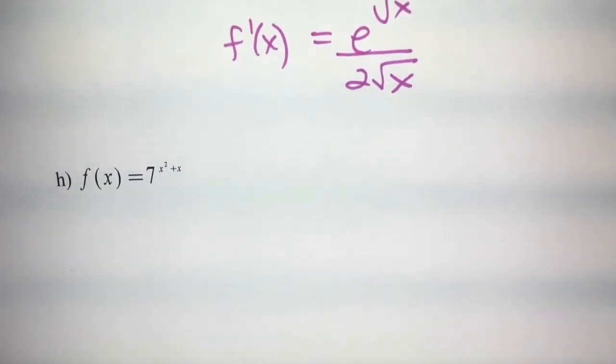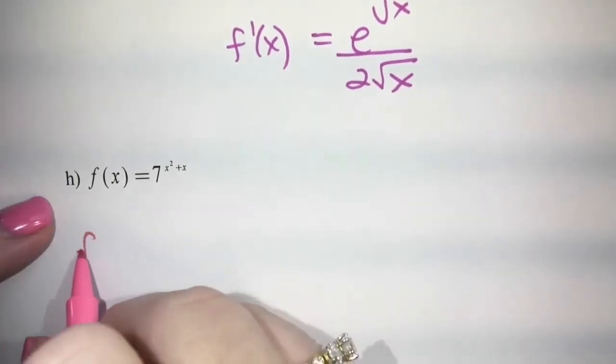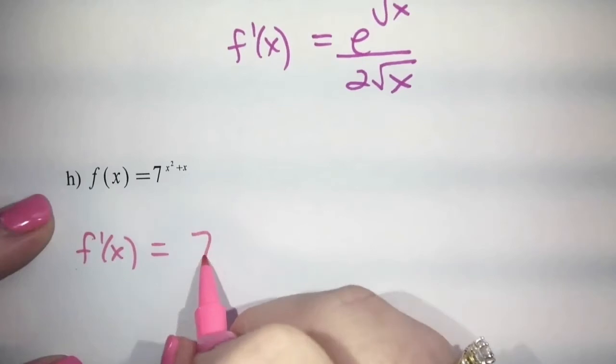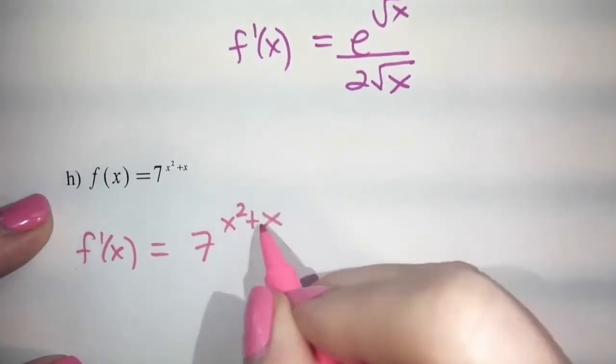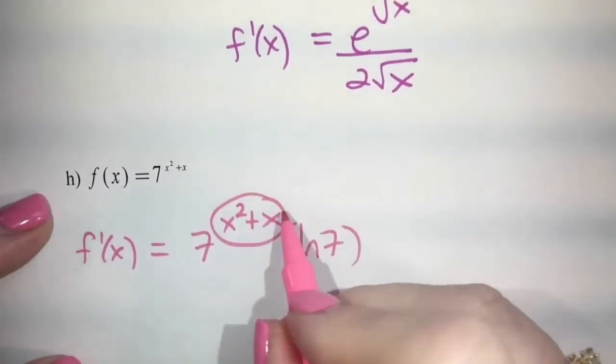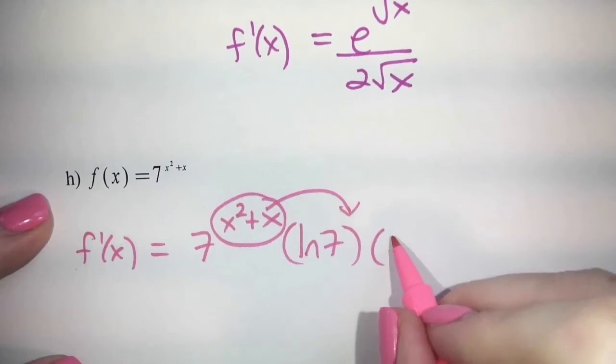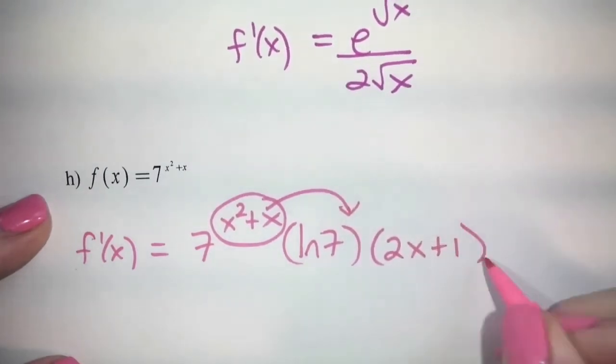So the derivative of 7 to the anything is 7 to the anything ln 7 times, by the chain rule, the derivative of the anything. So 7 to the anything, derivative is 7 to the anything ln 7 times the derivative of this anything. And the derivative of x squared plus x would be 2x plus 1. And that's it. That's our derivative.